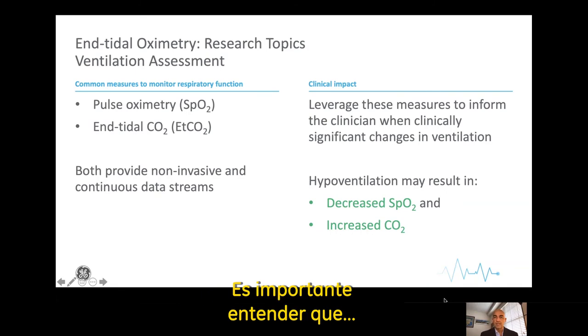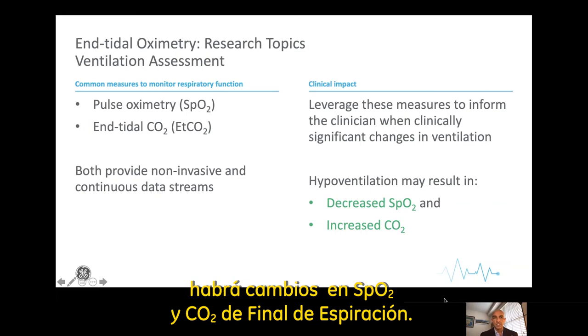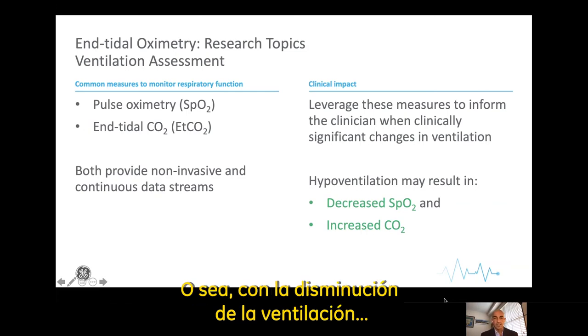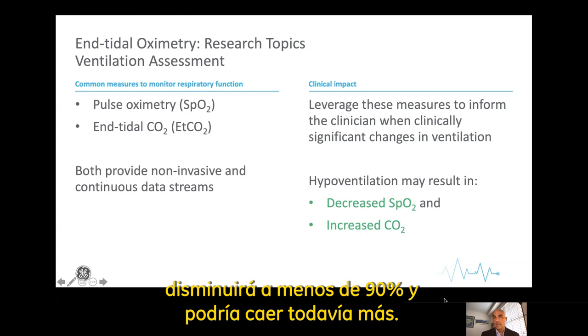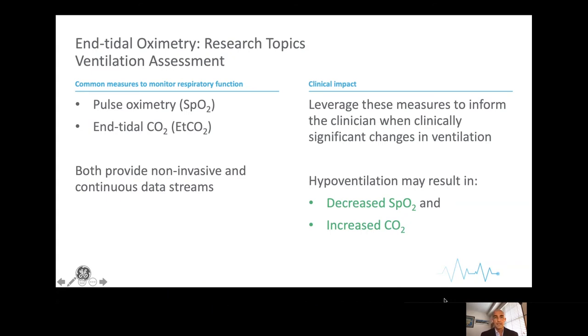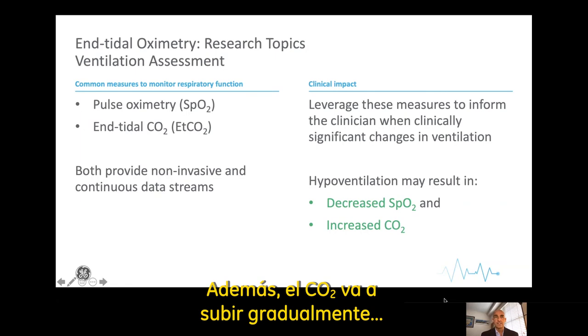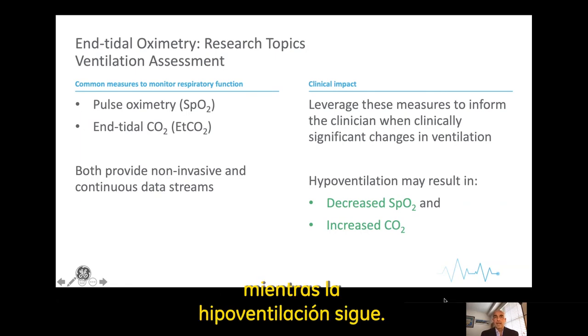It is important to understand that under the conditions where hypoventilation is occurring, it is understood that there will be changes in SpO2 and end tidal CO2. Namely, as ventilation decreases, ultimately there will be a decrease in SpO2, where SpO2 will drop below 90% and can be quite profoundly lower than that. In addition to that, the CO2 will gradually climb as hypoventilation continues.